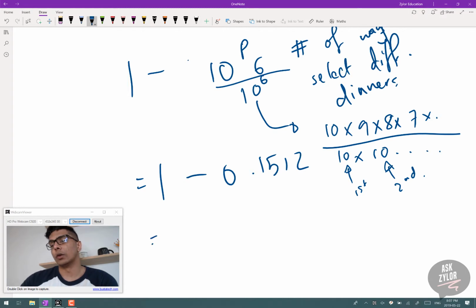Okay. So when I plug that into the calculator, I get 1 minus 0.1512, which ends up being 0.848. Right? So it's about 85% chance that at least 2 will select the same dinner.